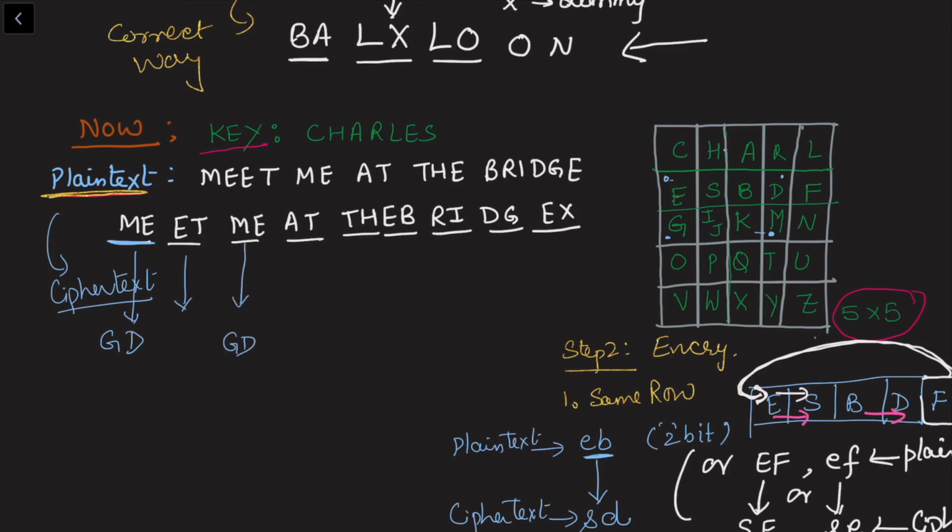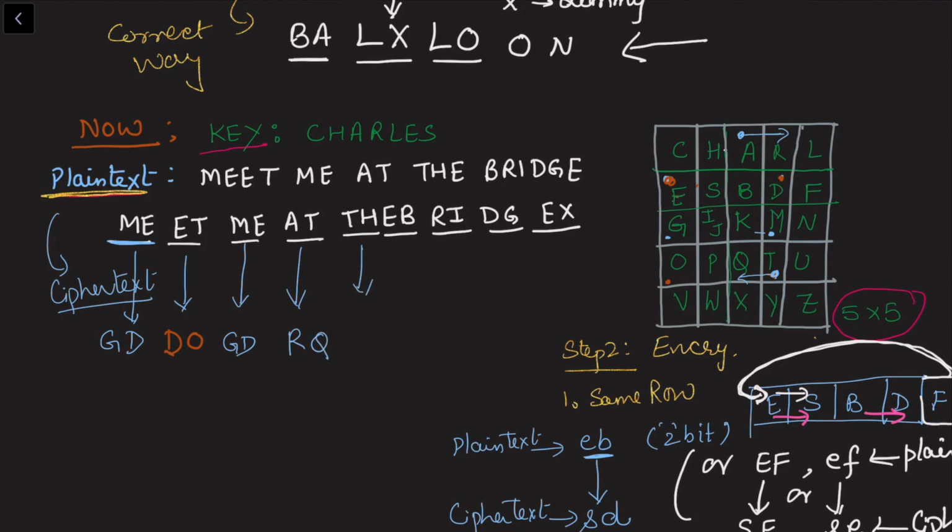For ET, you see that E is here, and T is here. In the row of T, we got O, which is in the column of E, and D is in the row of E and the column of T. So first we'll replace E by D, and I will replace T by O. This will give me DO. And for this AT, here it is A, and this is T. In the row of A, we got R, and in the row of T, we got Q, which is in the column of A, and R is in the column of T. So we replace this by RQ.